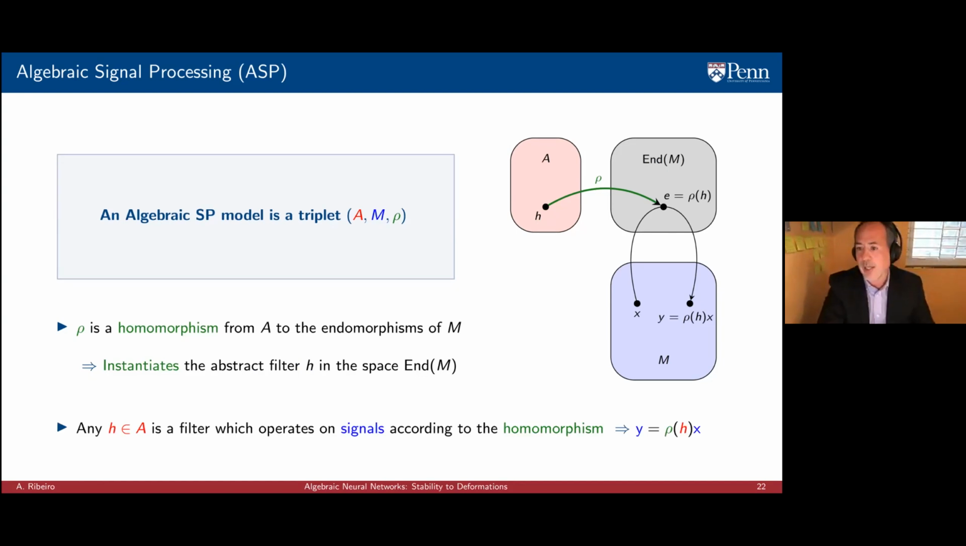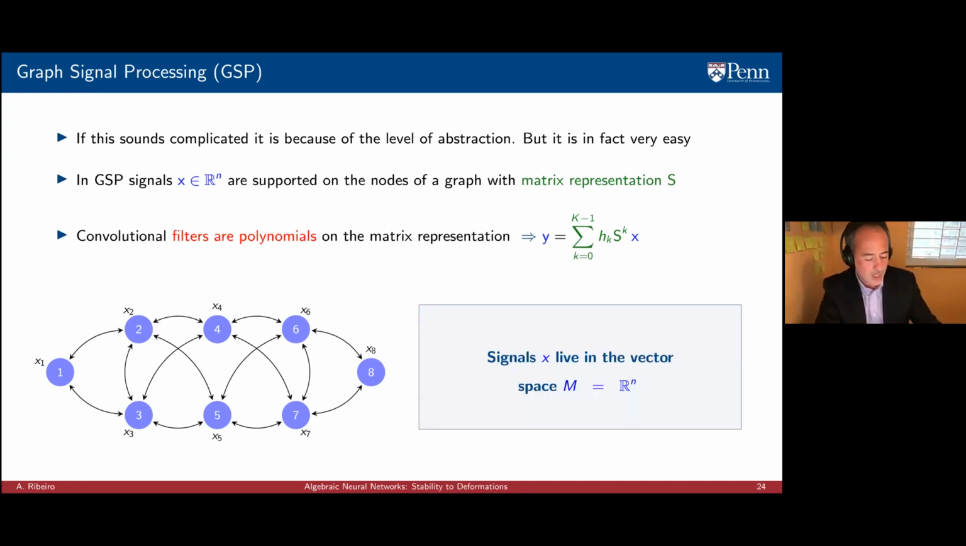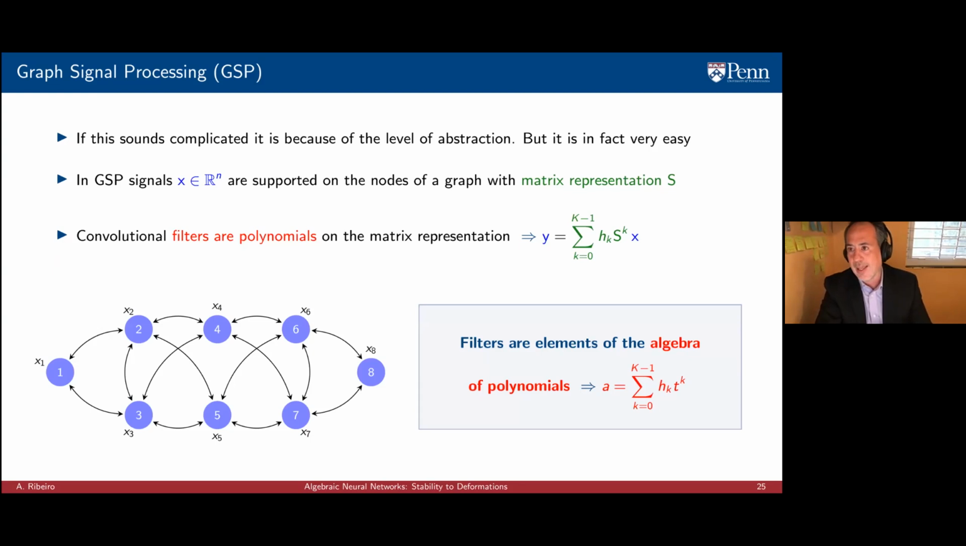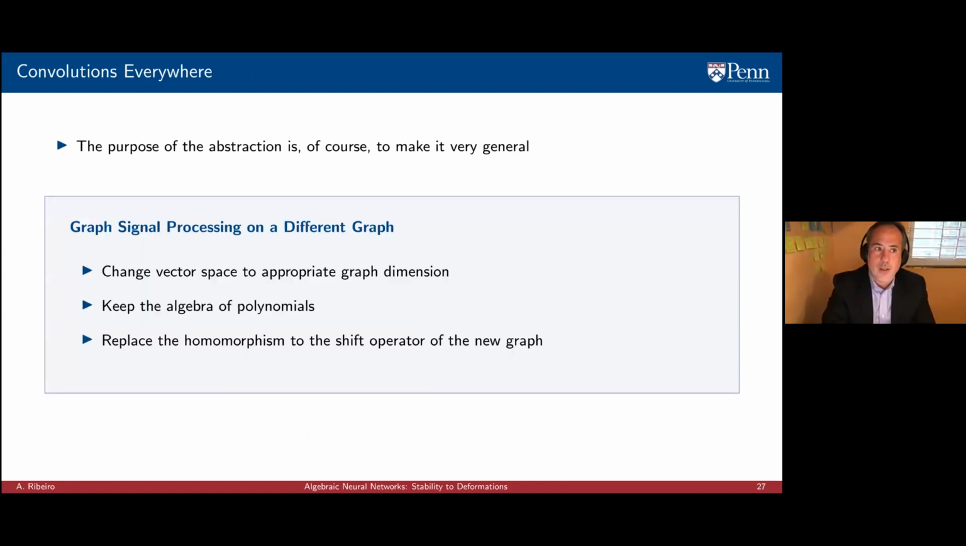In the case of graph signal processing, these three objects have very clear meanings. The vector space is the space of vectors of dimension n, that's the size of the graph. The filters are elements of the algebra of polynomials, and the homomorphism is just a map from the algebra of polynomials into the space of endomorphisms, which is the space of matrices of size n by n, utilizing the given matrix representation of the graph.